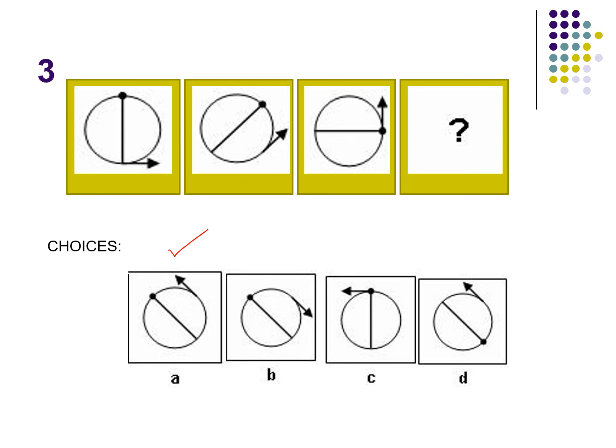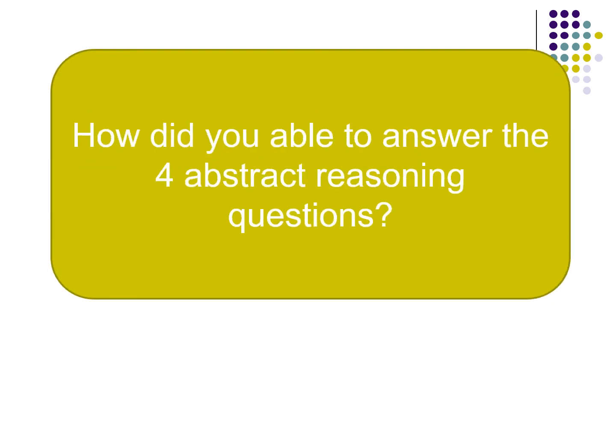Okay, so now, after encountering these abstract reasoning questions, where you looked at the sequences, now the question is this. How were you able to answer the 4 abstract reasoning questions? Now, the answer to that question is simple. We need to look first for the pattern. Okay, so we need to look first for the pattern. And everything would come next.